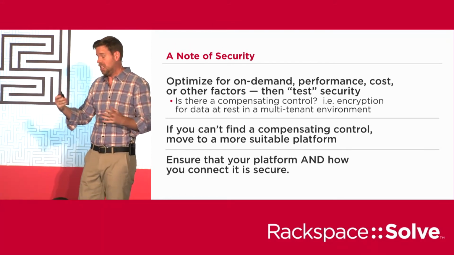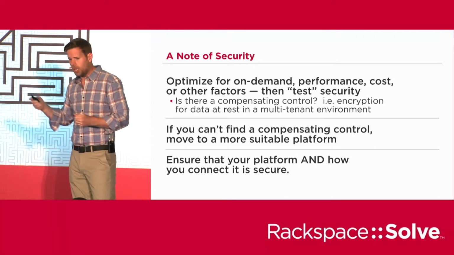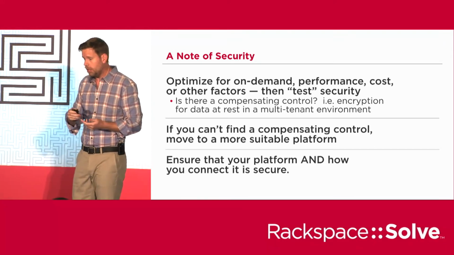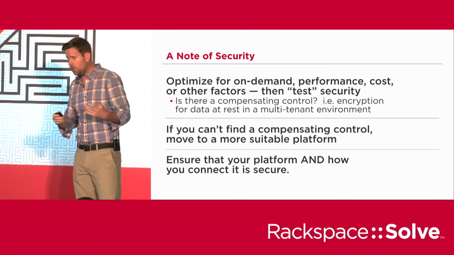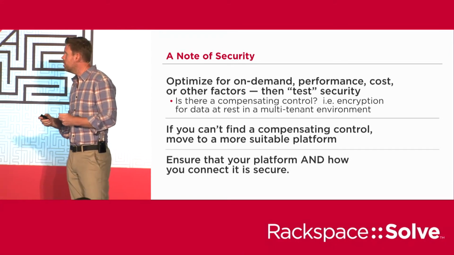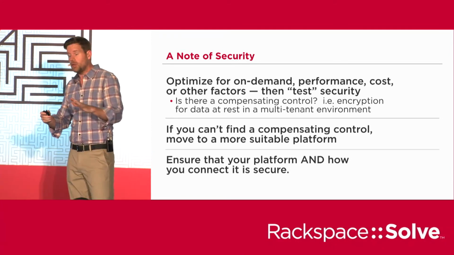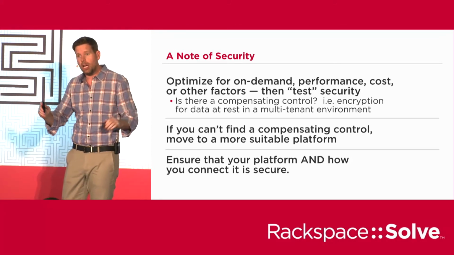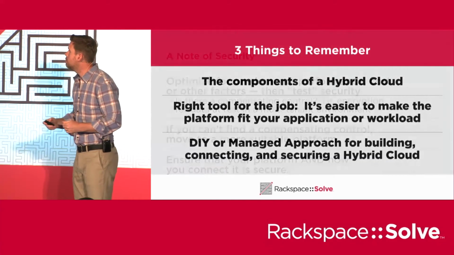If we want to go to, say, public cloud, then test security. See if there's a compensating control. Maybe if you do something for encryption at rest, that can mitigate that concern, and you can actually use public cloud because you find that it meets the other cases that you need it to. So rather than letting security drive it, test for security after the fact. If it doesn't work, then that's fine. It's hybrid cloud. You can easily move to another infrastructure, but it's just something to consider there.